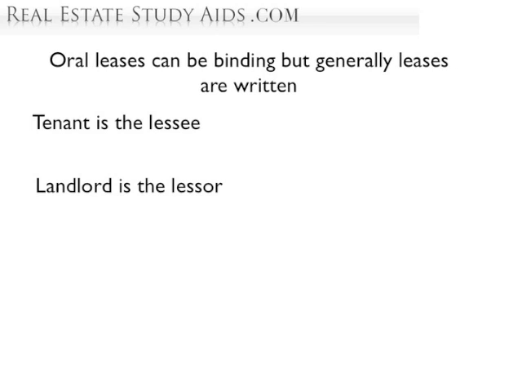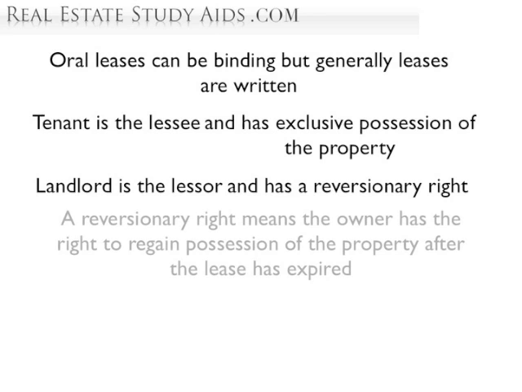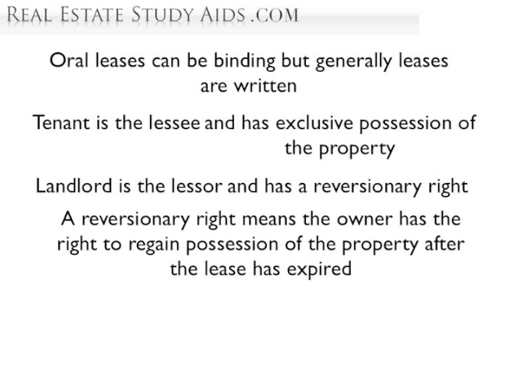Oral leases can be binding, but generally leases are written and give exclusive possession of the property to the lessee and a reversionary right to the lessor. A reversionary right means the owner has the right to regain possession of the property after the lease has expired.